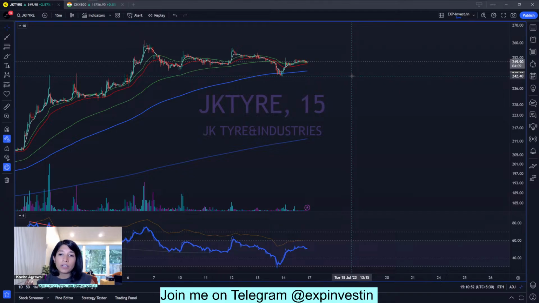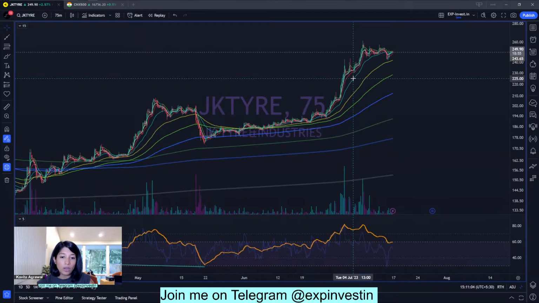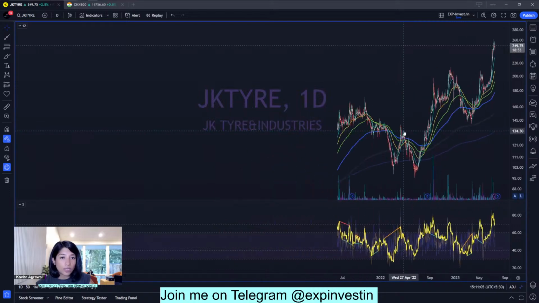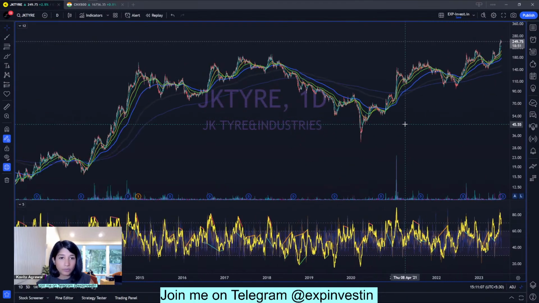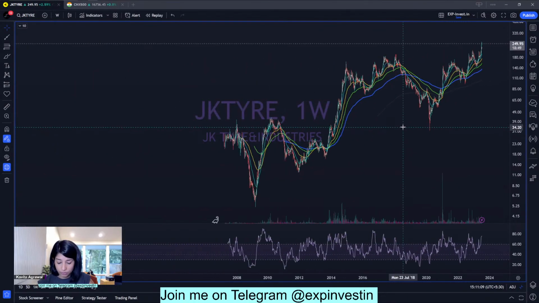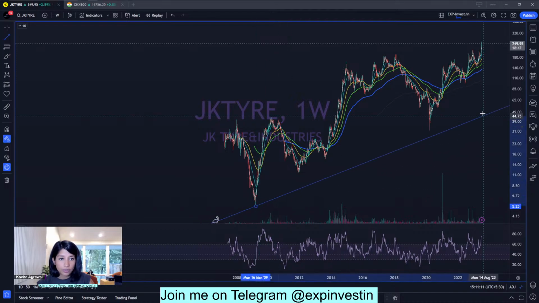So if you wish to make a fresh position or if you have a long position, either way, I would suggest that you maintain a stop loss at the level of 241.5, no higher than that, because then you might get whipped out. And on the target side, what I'm going to do is quickly draw some trend lines on the chart.